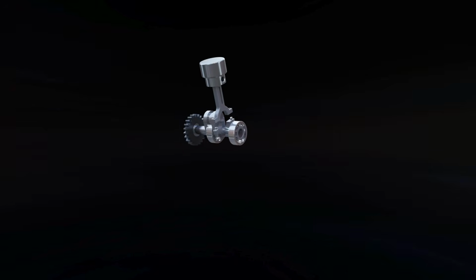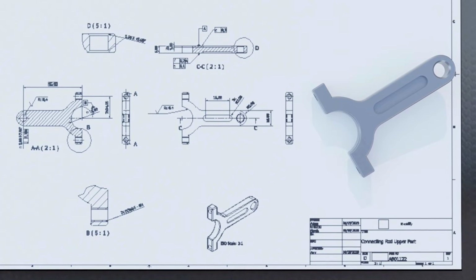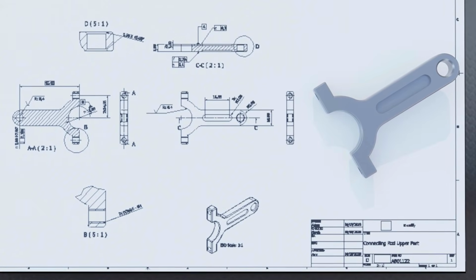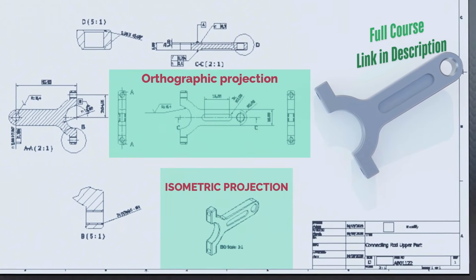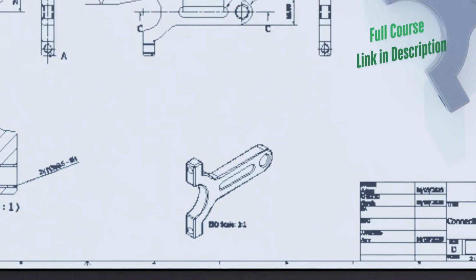Projection is the process of representing the 3D object on the drawing sheet. There are different types of projection. Mainly two projection methods are used in modern technical drawings: isometric projection and orthographic projection. Let's study those in more detail. Let's start with the isometric projection.